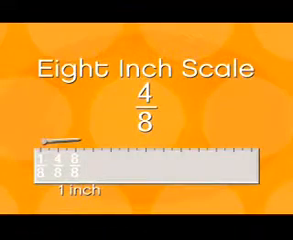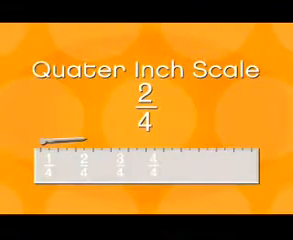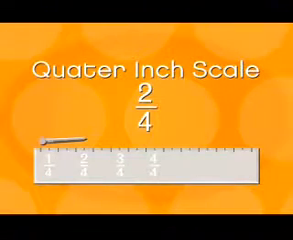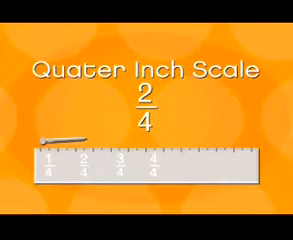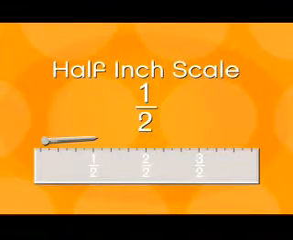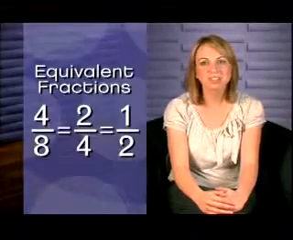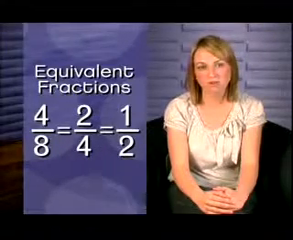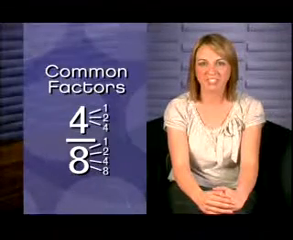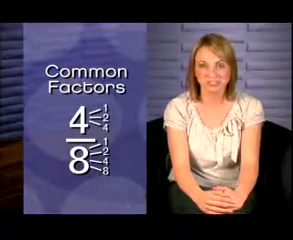Measuring the nail, we see that it is 4/8. Adjusting to the quarter-inch scale, we see that it is 2/4. Fourths are also known as quarters, so we can also say 2/4. And finally, the half scale measures 1/2 of an inch. All three fractions represent the same amount. They are called equivalent fractions. But 2/4 is not the smallest form of the fraction. If the numerator and the denominator share common factors, the fraction can be reduced.